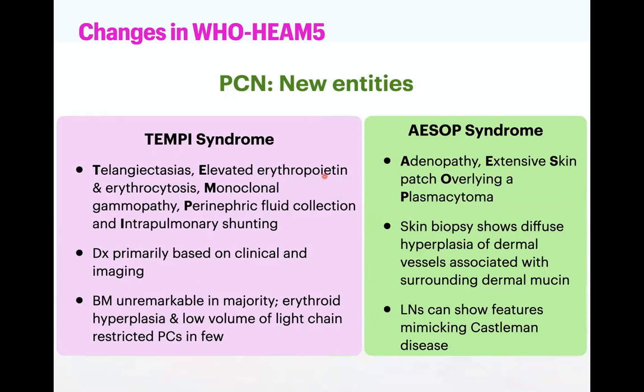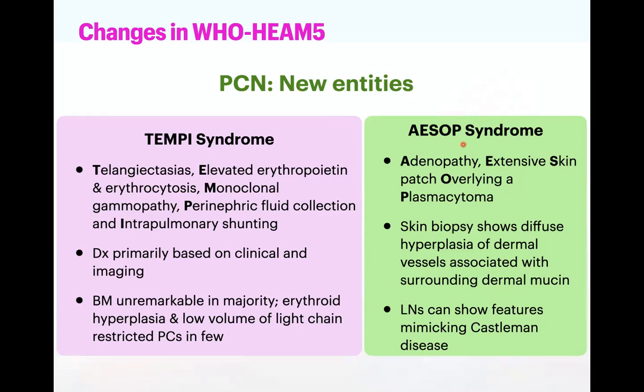So the TEMPI syndrome is T for telangiectasias, E for elevated erythropoietin and erythrocytosis, M for monoclonal gammopathy, and P for perinephric fluid collection and intrapulmonary shunting. So the diagnosis of this TEMPI syndrome is primarily based upon the clinical and imaging. And bone marrow is unremarkable in the majority of these cases. You may find some erythroid hyperplasia and low volume of light chain restricted plasma cells in a few of the cases, but in the majority of the cases, bone marrow is unremarkable. So the diagnosis is mainly clinical and based upon the imaging.